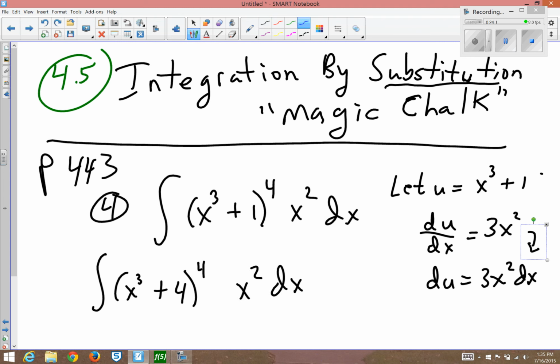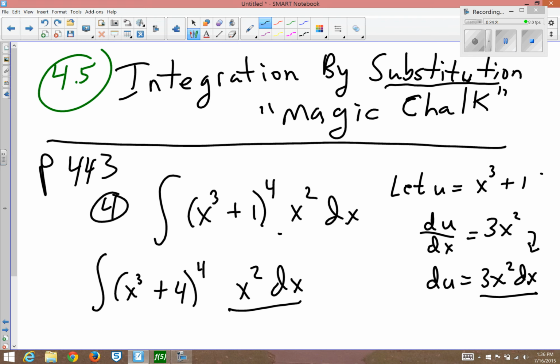We say, we wish this said exactly that. This says x squared dx. We wish it said 3x squared dx. In other words, we wish there was a 3 here.